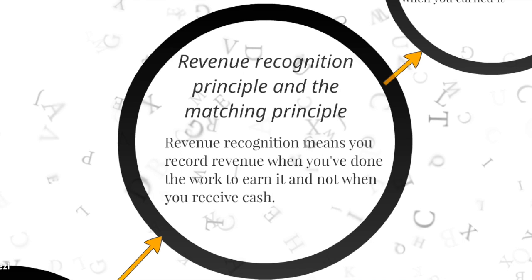The requirements of GAAP require that revenue and expenses be matched to when the activity happens, also known as the matching principle and revenue recognition. This is important because revenue recognition means you record the revenue when you've done the work and earned it, and not when you receive the cash.